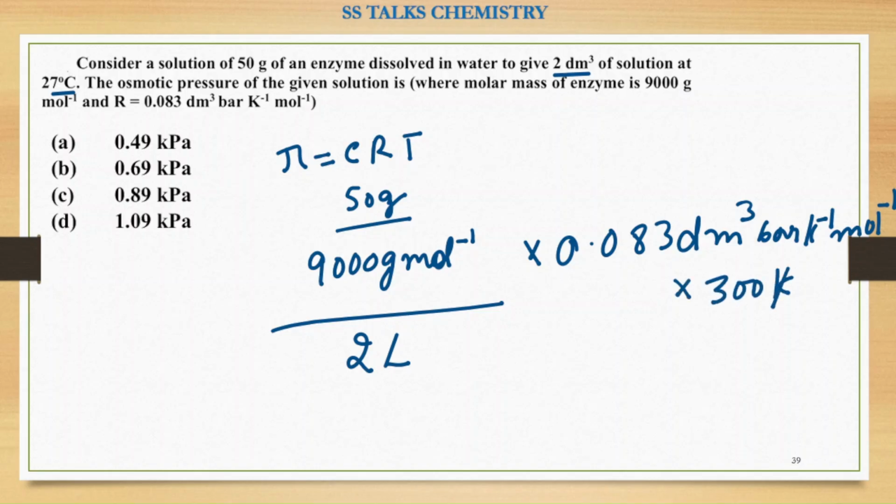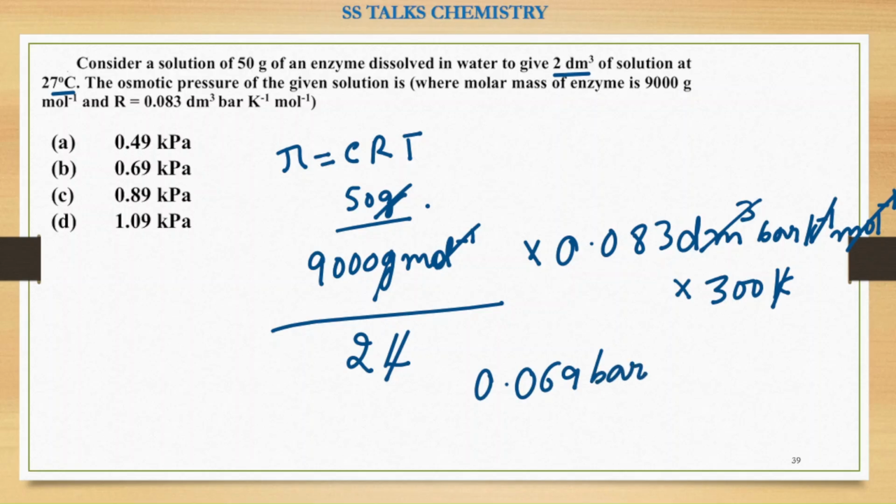With the Kelvin, this per Kelvin will get cancelled out, and gram and gram get cancelled. This mole will go in the numerator, so this mole term and this per mole term will get cancelled out. And with this liter, the decimeter cube term will be cancelled out. Overall, you will get the answer in bar. Solving this, you will get 0.069 bar pressure.